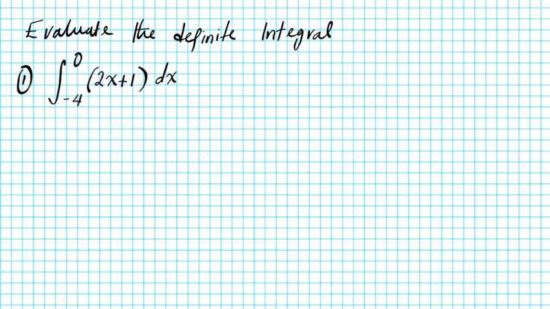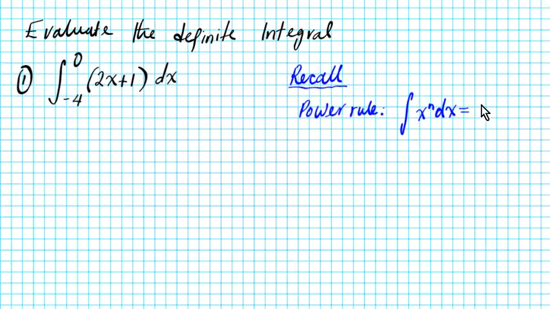So what we're going to do is use our integration rules to find the antiderivative of this linear binomial, and then evaluate it at the top minus its evaluation at the bottom. What you want to remember is the rule for integrating terms of a polynomial. Recall this is the power rule for integration. The indefinite integral of x to the n dx is x to the n plus 1 over n plus 1 plus c.